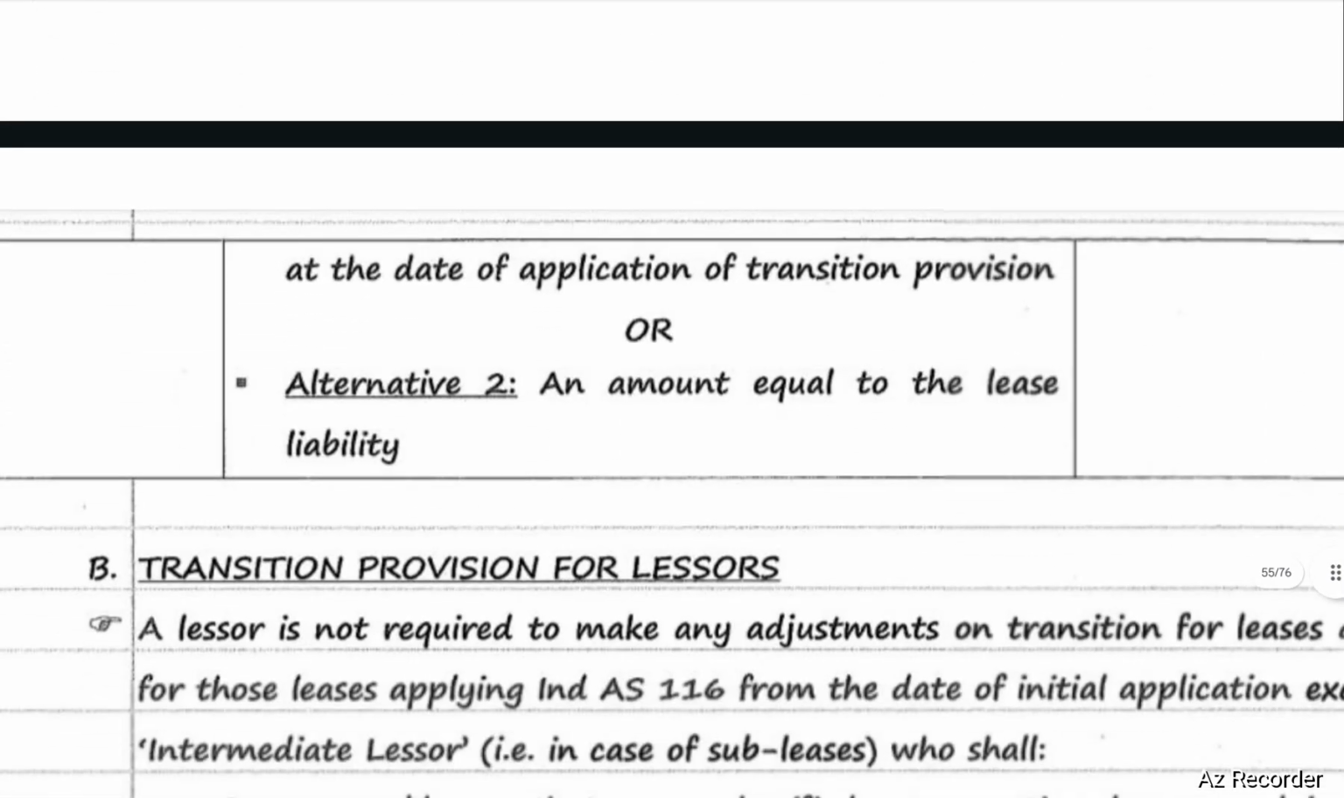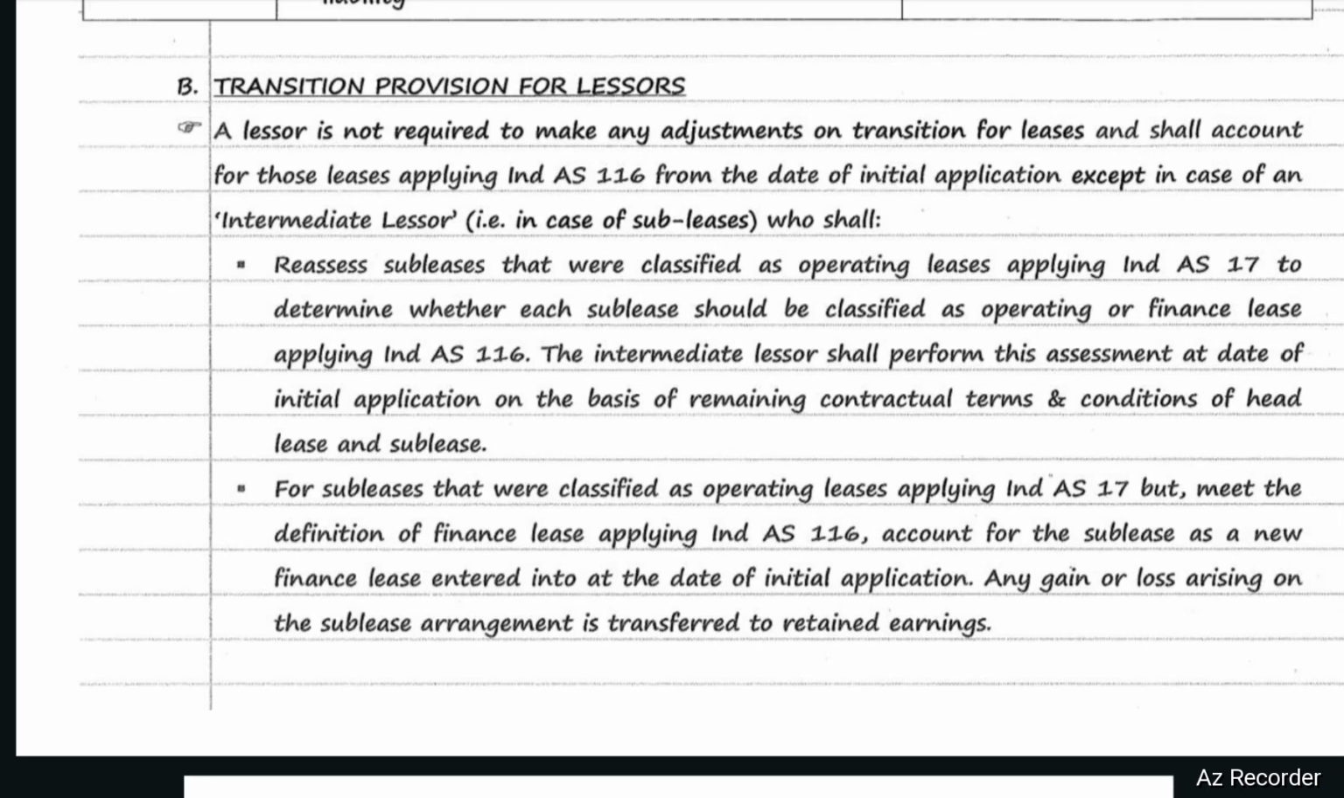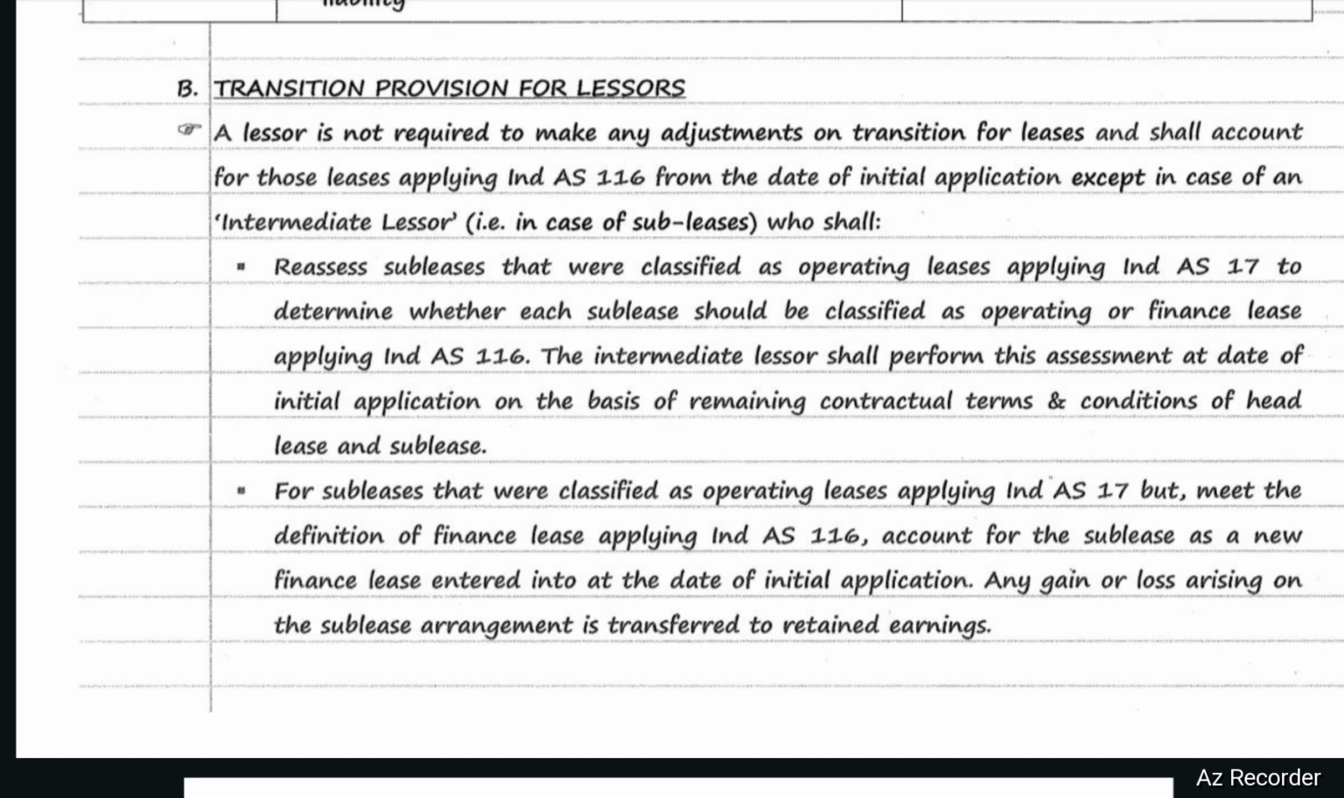Next, transition provision for lessors. A lessor is not required to make any adjustments on transition for leases and shall account for those leases applying Ind AS 116 from the date of initial application, except in case of intermediate lessor, that is, in case of subleases, who shall reassess subleases that were classified as operating lease, applying Ind AS 17 to determine whether each sublease shall be classified as operating or finance lease, applying Ind AS 116.